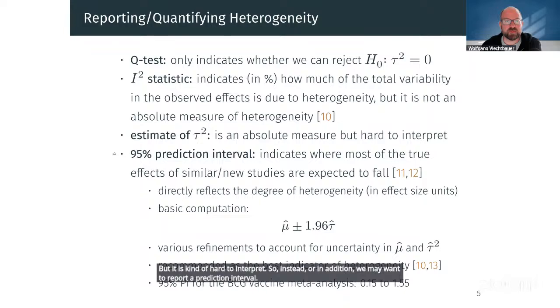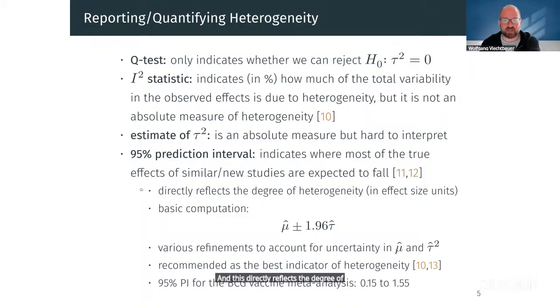A 95% prediction interval is a range that tells us where most of the true effects of similar or new studies are expected to fall, and this directly reflects the degree of heterogeneity in effect size units. And it's quite easy to compute. We take the estimated average effect plus and minus 1.96 times the estimated standard deviation in the true effects.